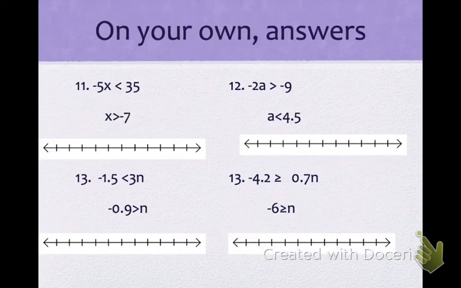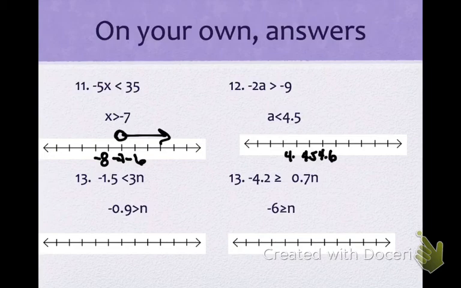All right, here's our answers again. So I'm going to graph -7, -6, -8. I'm going to have an open circle above my -7. And I want a value greater than that. Here I have 4.5. So again, I'm going to count by 0.1, 4.6, 4.4. Open circle above the 4.5, and I want a value less than that.